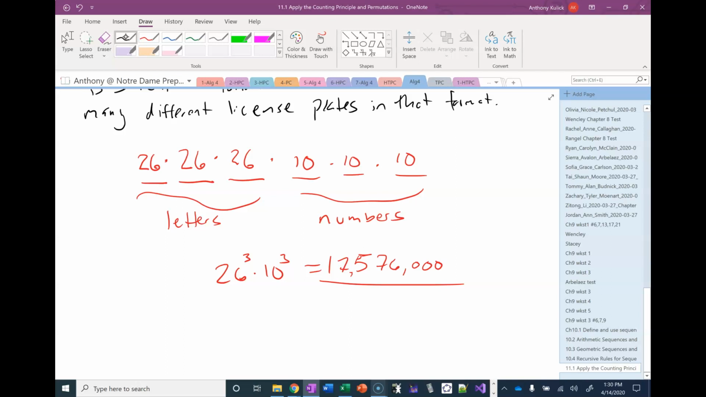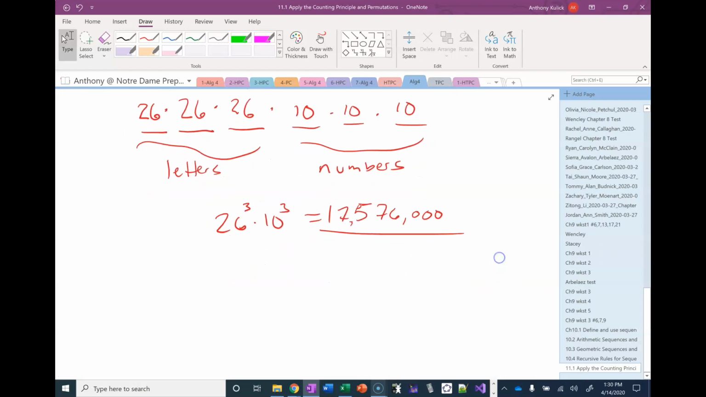The next situation that we want to talk about is something called a permutation. And a permutation is a special type of counting where we're basically asking how many different ways can we order some objects.